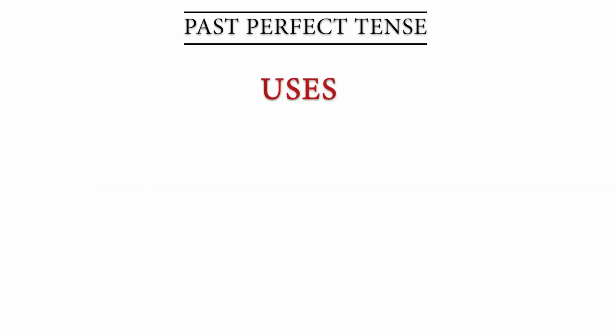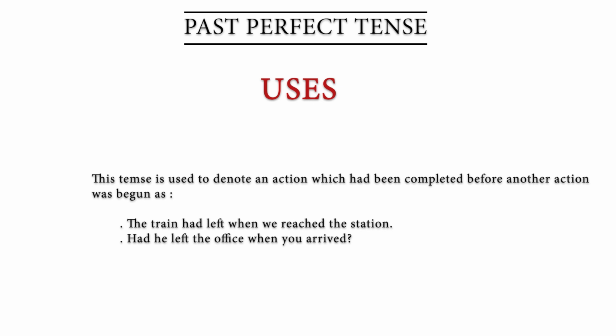Uses of the past perfect tense. This tense is used to denote an action which had been completed before another action began, as in: the train had left when we reached the station. Had he left the office when you arrived?